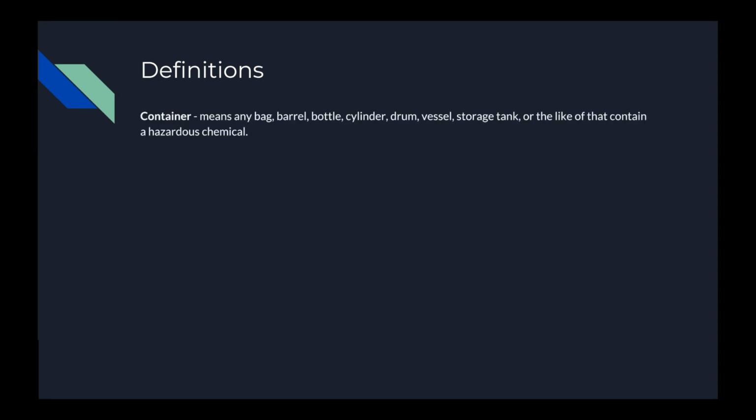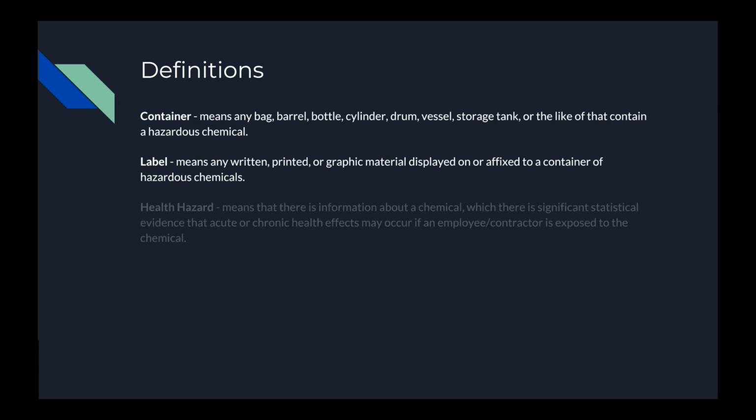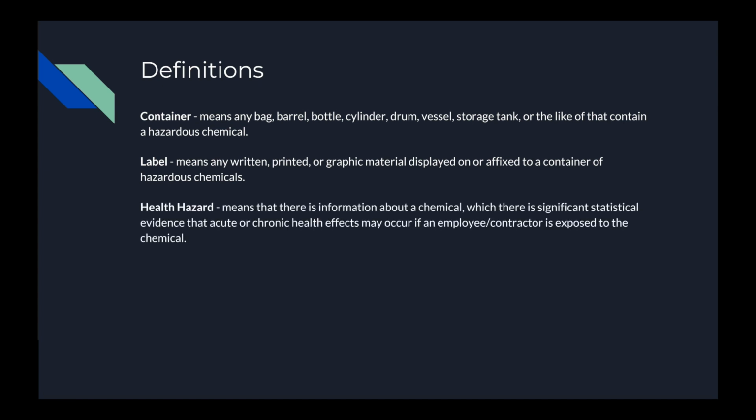Definitions: container means any bag, barrel, bottle, cylinder, drum, vessel, storage tank, or the like that contains a hazardous chemical. Label means any written, printed, or graphic material displayed on or affixed to a container of hazardous chemicals. Health hazard means that there is information about a chemical for which there is significant statistical evidence that acute or chronic health effects may occur if an employee or contractor is exposed to the chemical.